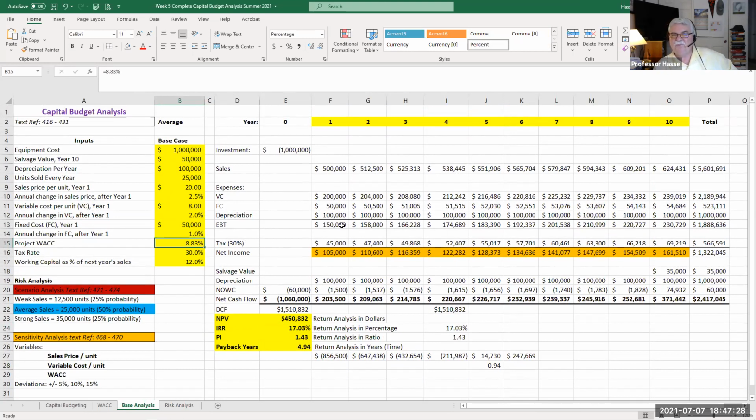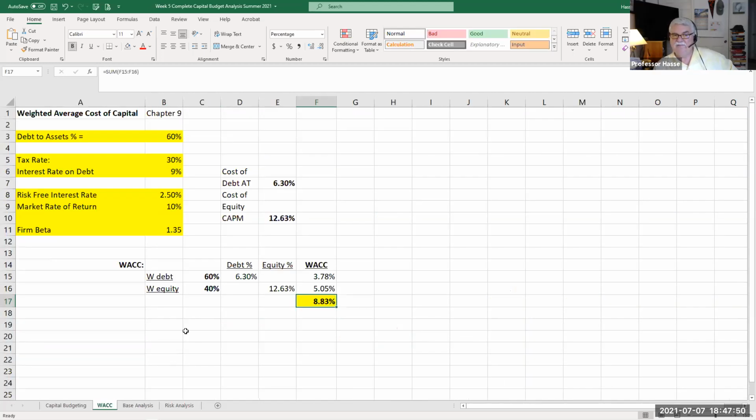Notice there's no interest expense in this analysis. There's variable costs, there's fixed costs, there's depreciation, there's tax. There's no interest expense. The interest expense is this right here, your discount rate of 8.83%, calculated by doing this WACC analysis here based on the capital structure of the company in relationship to the tax rate and the risk in the market of this company.